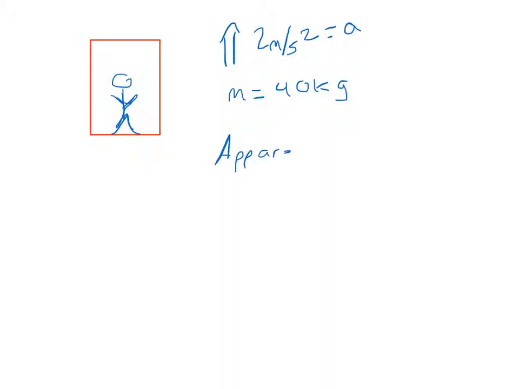Okay, so this is a basic elevator problem. We're trying to find the apparent weight. Let's pretend the elevator is moving up at 2 meters per second squared, so it's accelerating. That's its acceleration. And this guy's mass is 40 kilograms. That's all I know, and I want to find out his apparent weight.